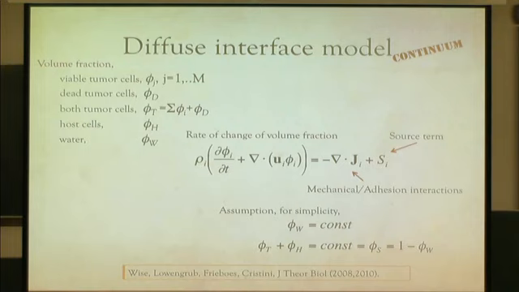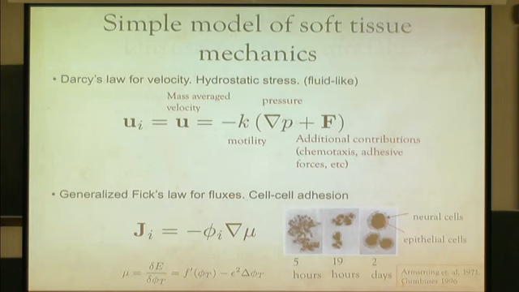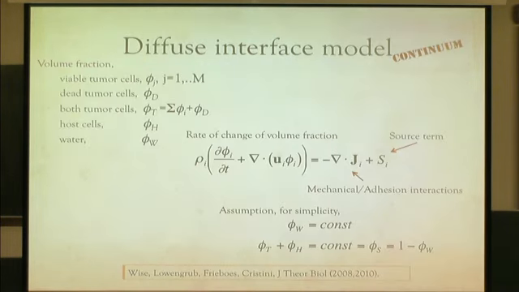You can show in an appropriate limit. This will give you a free boundary problem. But in order to close the system, I have to tell you what the velocities are and what the fluxes are, and of course what the source terms are.